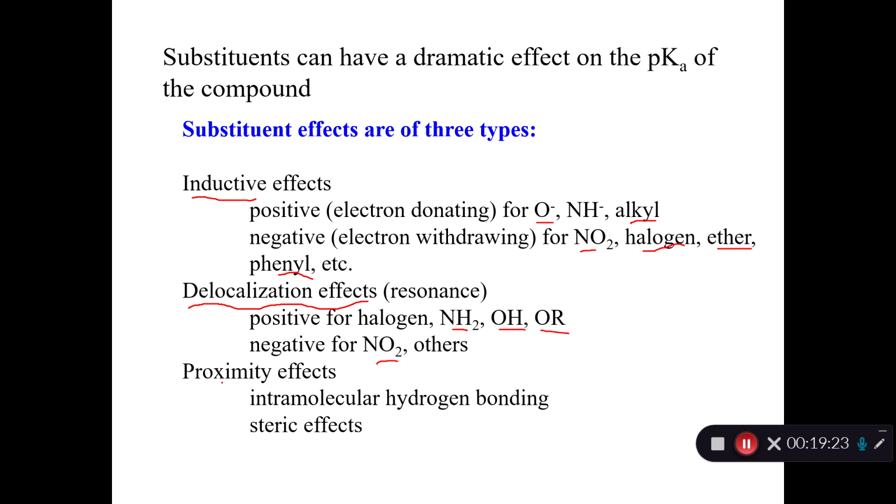And then there are these weird proximity effects, which are very difficult to predict. They might be things like intermolecular hydrogen bonding. I'll give you an example of that. And then also steric effects can affect the size of the molecule. The size of the substituent might have an effect just because it's so large it gets in the way and prevents certain reactions from happening.